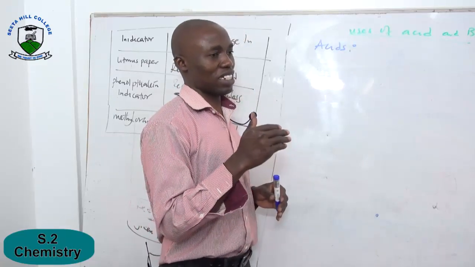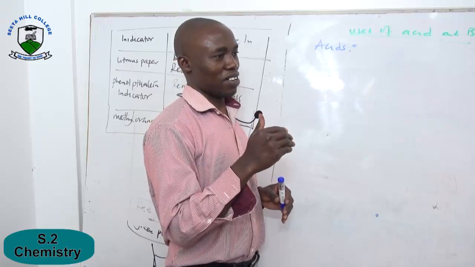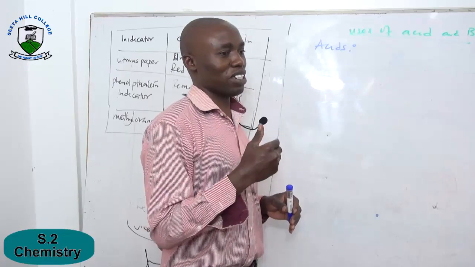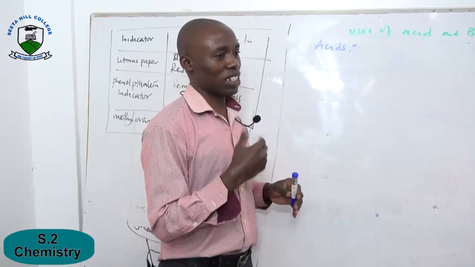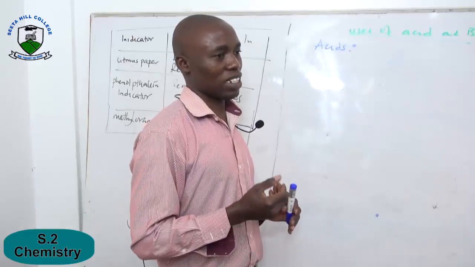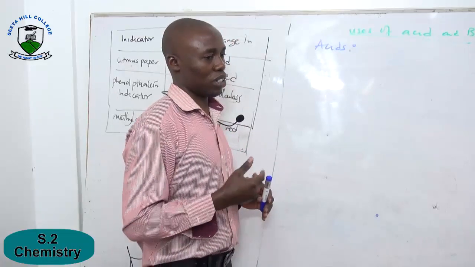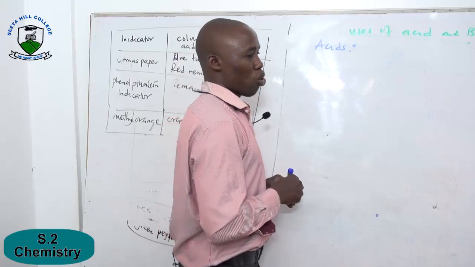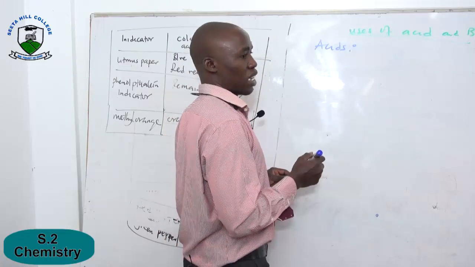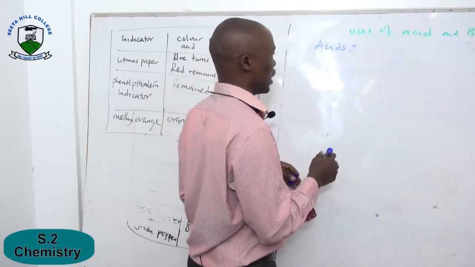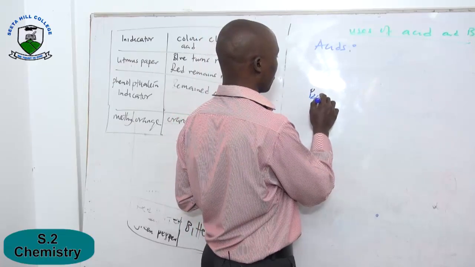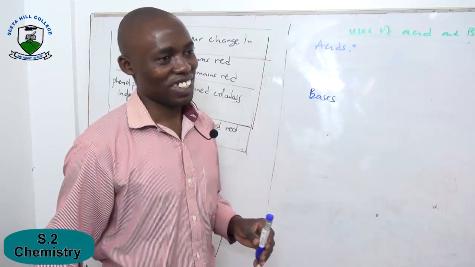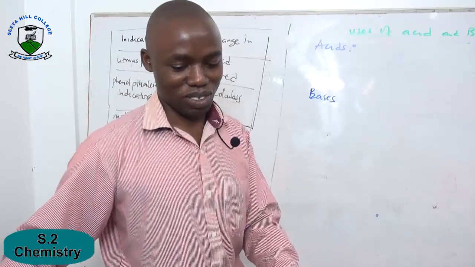Any other acid? Let me give you one also. Nitric acid is used in making explosives, dyes, fertilizers. Now you can Google for as many examples of acids as there are. Yes, you can ask a funny question.